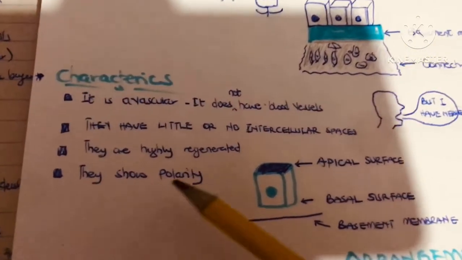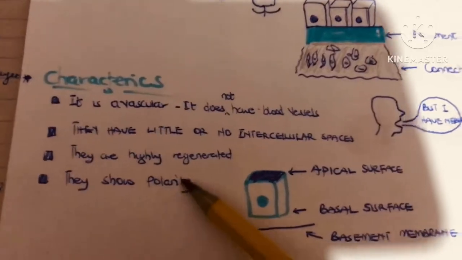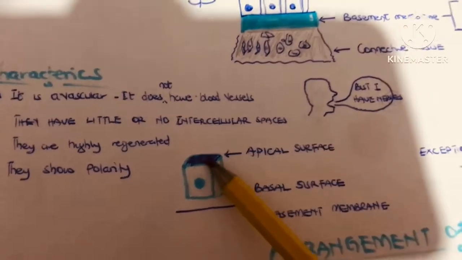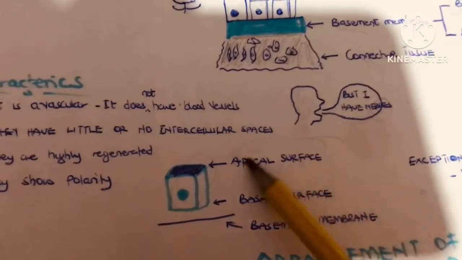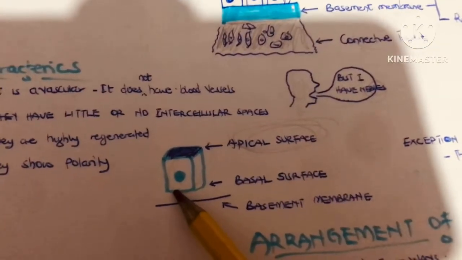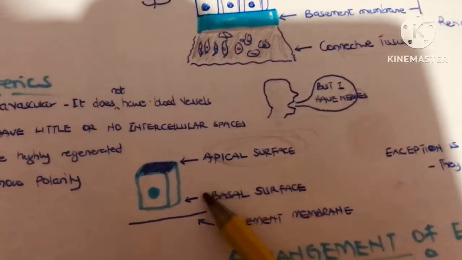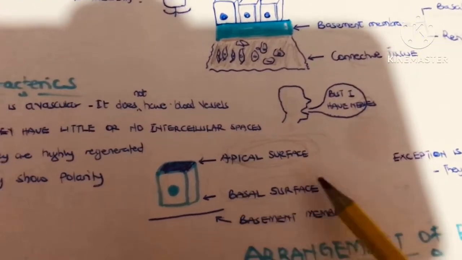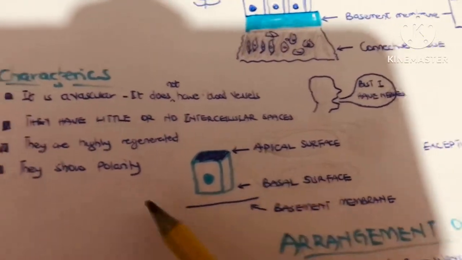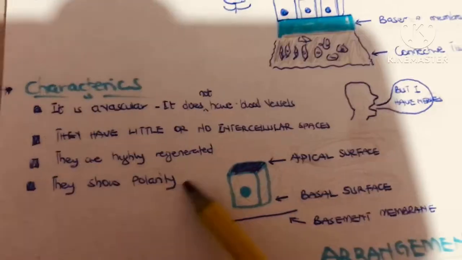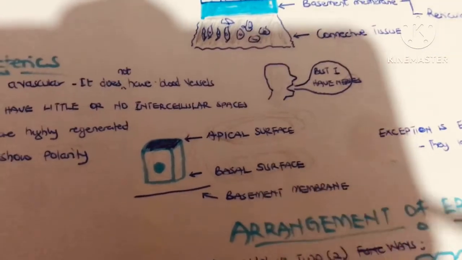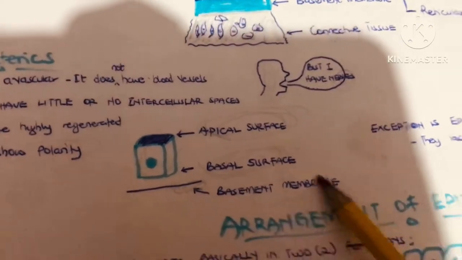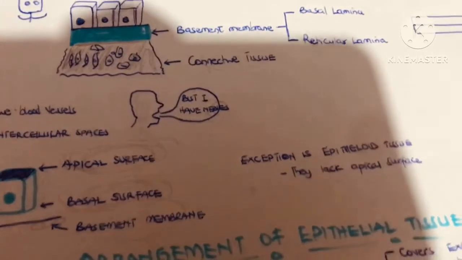They also show polarity. When I say they show polarity, let's take a look at this epithelial cell. You can see that this epithelial cell has this topmost part called the apical surface, and it has this base part called the basal surface. The nature of the apical surface and the basal surface are different, and that's why we say epithelial cells show polarity. And the basal surface, as you know, rests on the membrane called the basement membrane. Hope you understand.